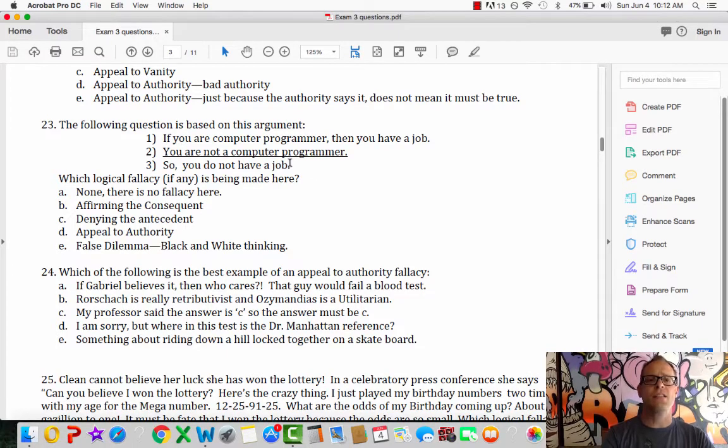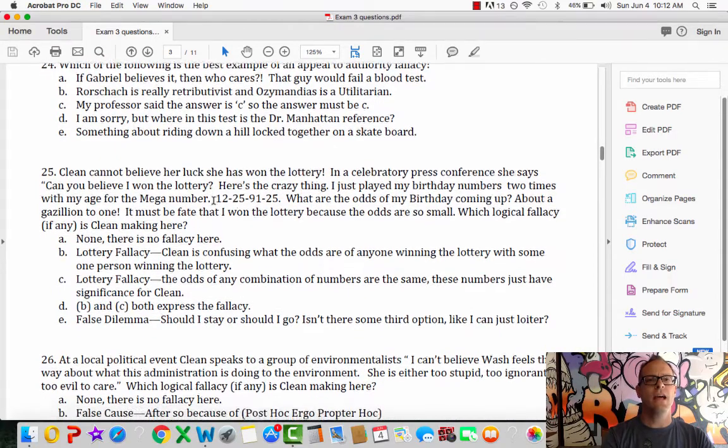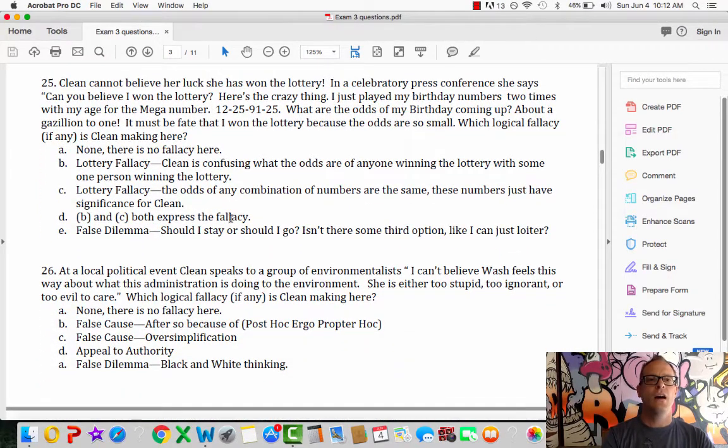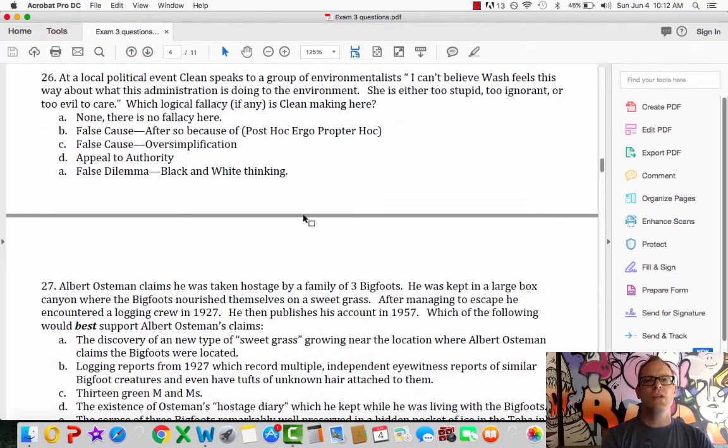This one here is another fallacy based on form, so I'd encourage you to look through your outline on that. Another appeal to authority there. Number 25 is a nice lottery fallacy question. Number 26. Okay. Here we go.